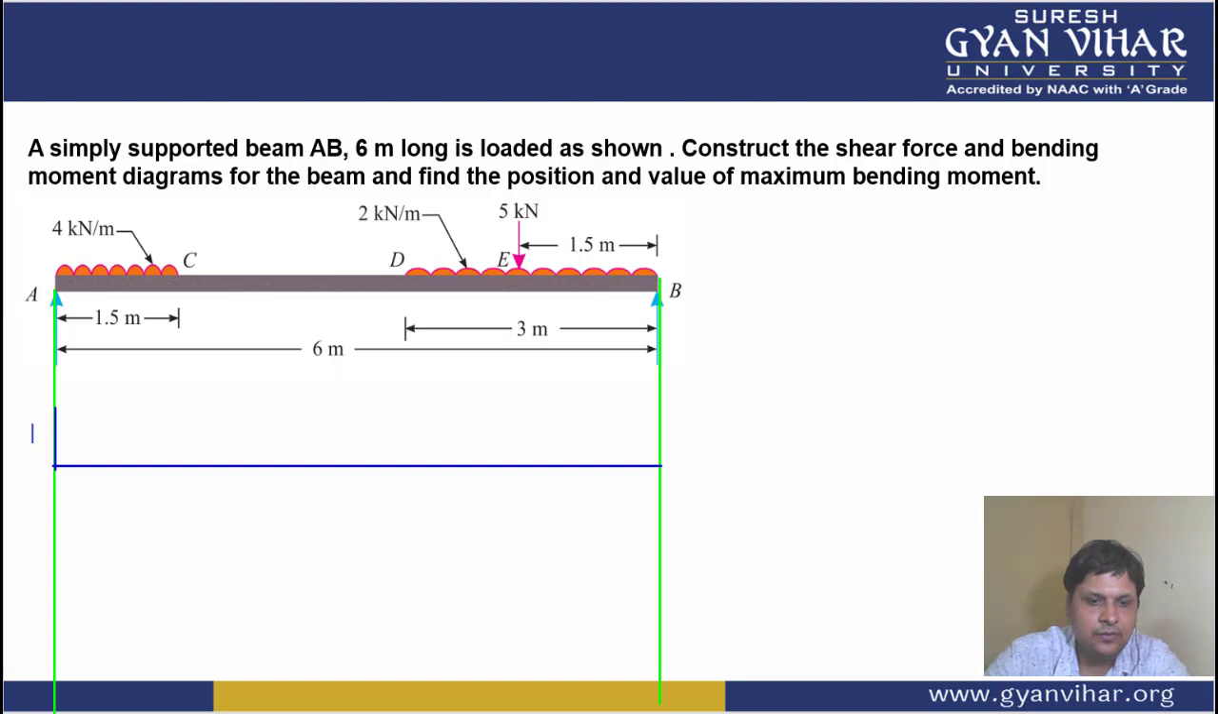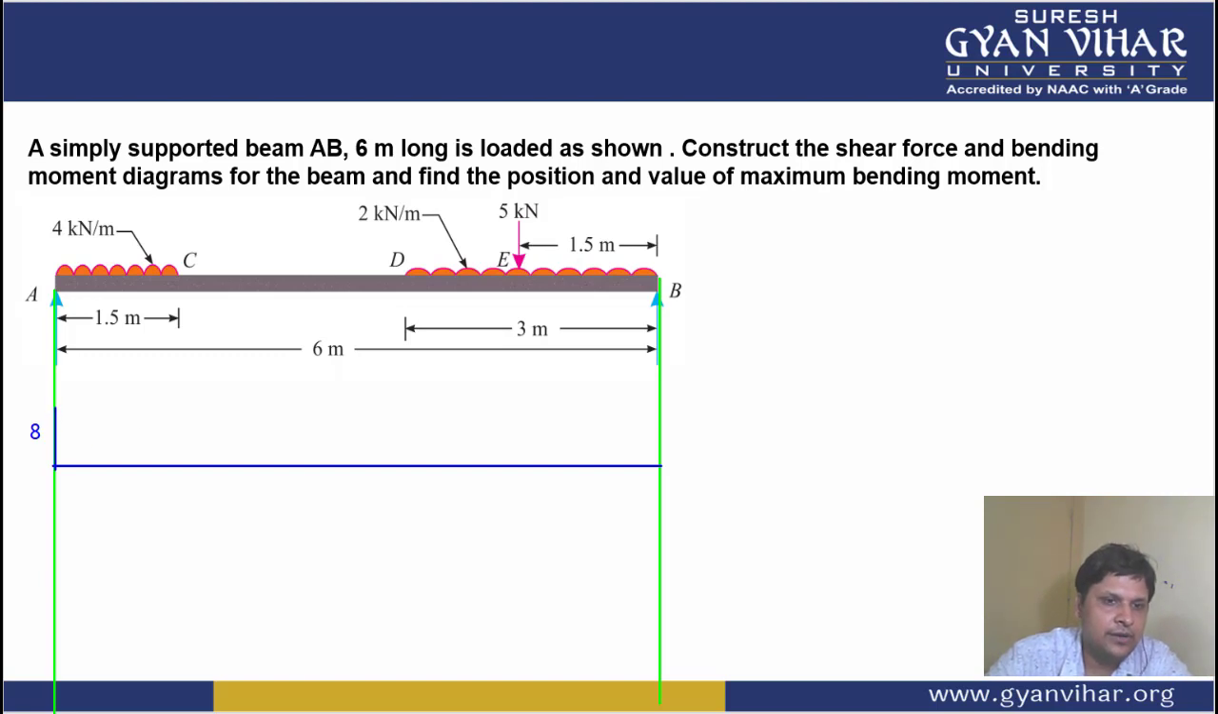Its value will be equal to 8. Then after what we will do, students, from A to C you have a UDL now, and its value is 4 kilonewton per meter. Since it is going downwards, its weightage is basically 4 kilonewton per meter. At point C, its weightage will be 4 into 1.5. This means it is equal to 6. So it is going downwards, so it will be considered as negative.